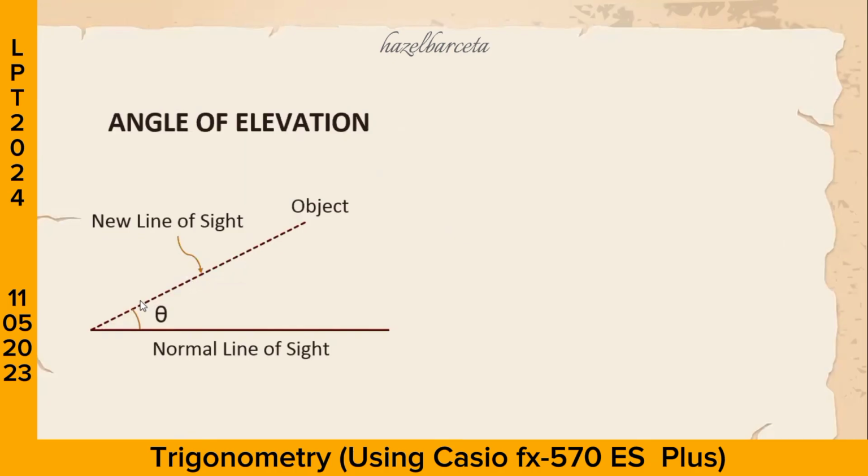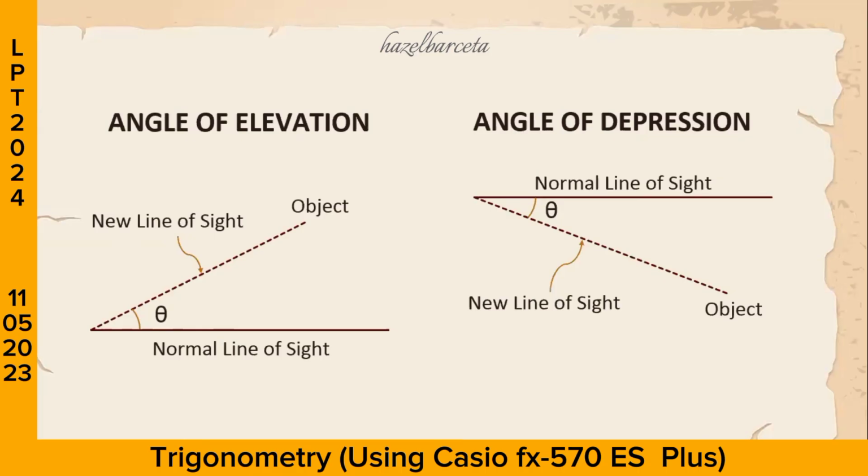Okay? Yung new line of sight natin ay pataas, elevated, kasi nasa taas po yung ating object. And we will form an angle theta with our horizontal, which is normal line of sight. Again, kapag angle of elevation, lagi po yung nakabase sa ating horizontal, which is our normal line of sight. Okay? So, let's go to angle of depression.